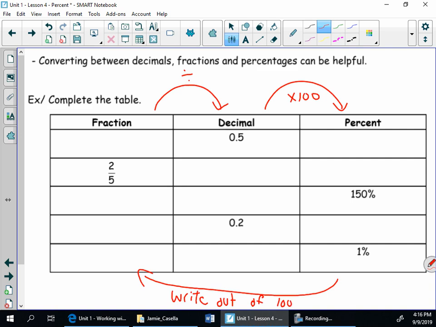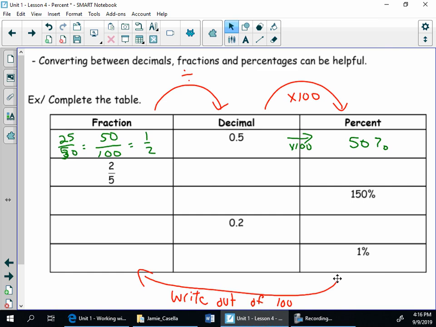So percent is out of. So let's try some here. I want to turn 0.5 into a percent. Well, if I do what it says, times it by 100, that gets me 50%. As a fraction, I can write that as 50 over 100, or any equivalent version. 50 out of 100 is the same as 1/2, or 25 out of 50. All those different versions of fractions are equal but different.